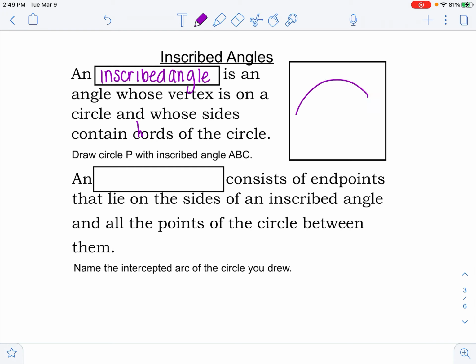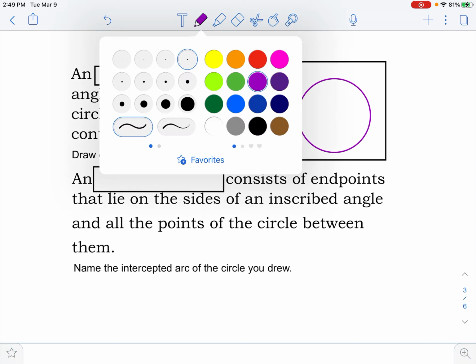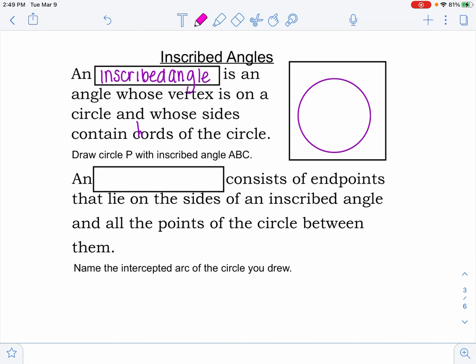So first off, let's draw a circle. Here's my circle. Okay. We are now going to draw inscribed angle ABC. So you're going to need A, and then B is not at the center like it would be for a central angle. B is on the circle somewhere, and then C is also on the circle. So then I'm going to write down A, B, C. And now I'm just going to make the angle ABC.